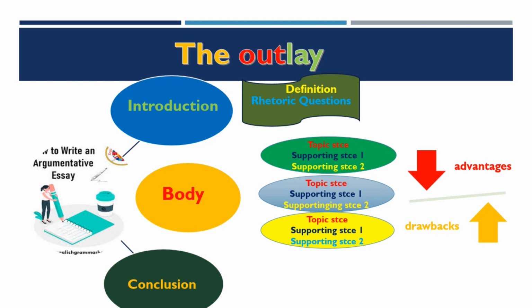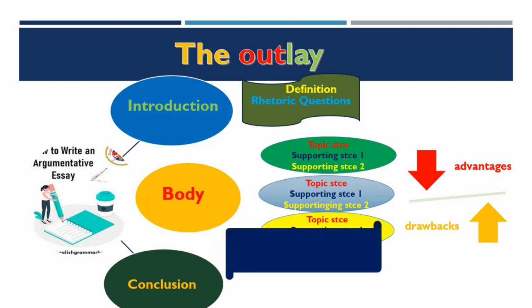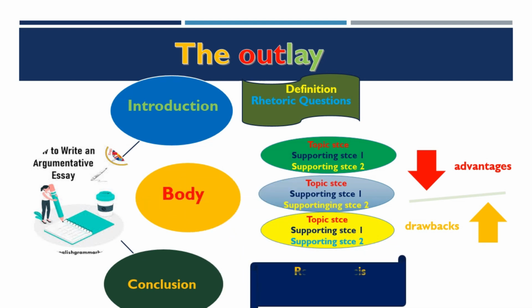Here, if they give you advantages and drawbacks, you have okay to write advantages and then write drawbacks. If they give you only advantages, you have okay to respect these instructions. And conclusions are all the time: restate thesis, summarize arguments, or give a thoughtful ending.